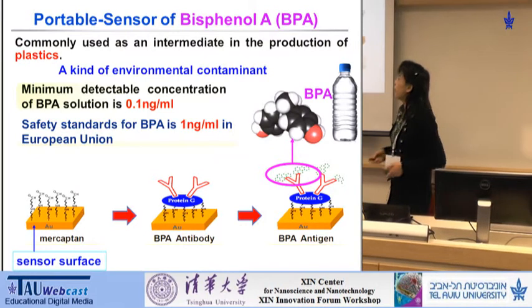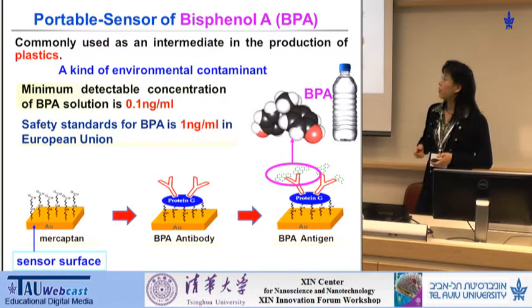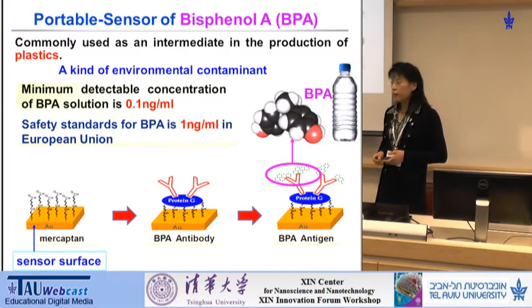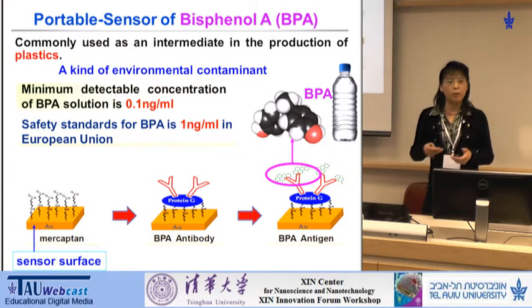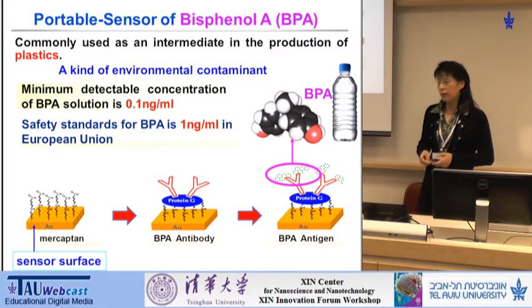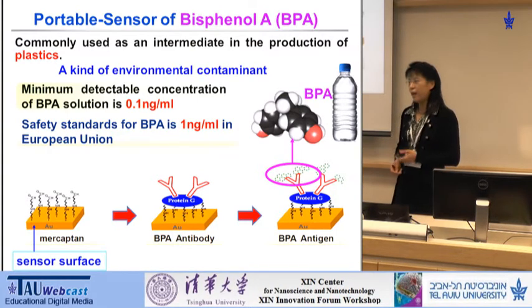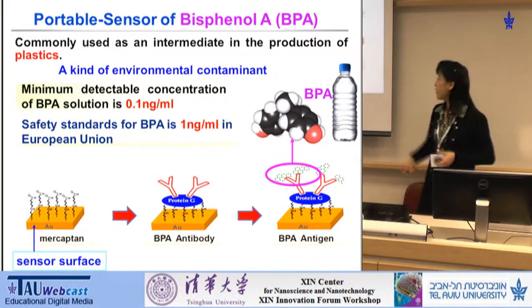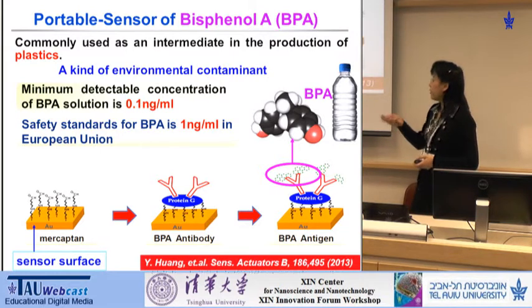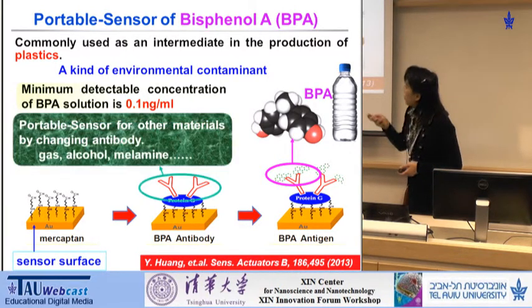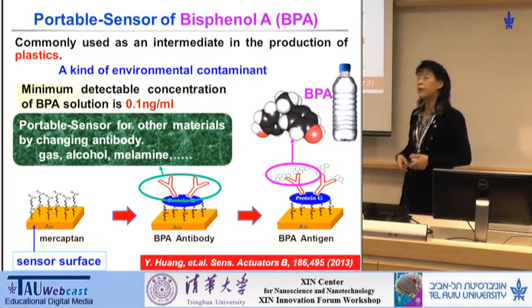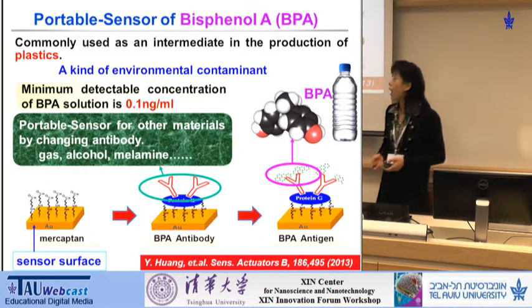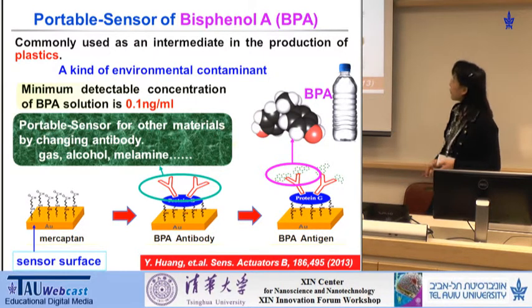The safety standard for BPA in the European Union is 10 times larger than our measurement limit. So we took some bottled water products in the market and did the experiment. Yeah, I cannot tell you the brand. Very different data can be obtained by this sensor. These results were also published last year. If we change the antibody here, we can sense other materials using the same structure, such as gas, alcohol, or melamine here.